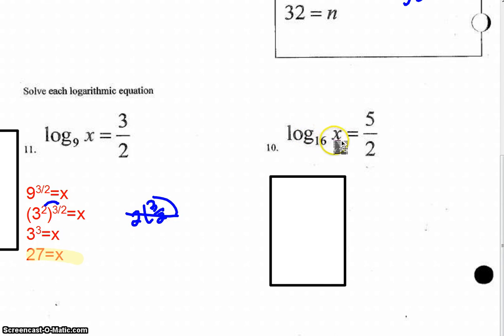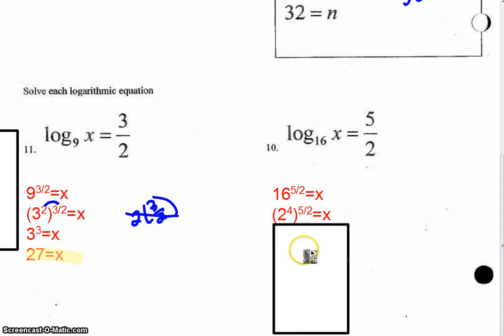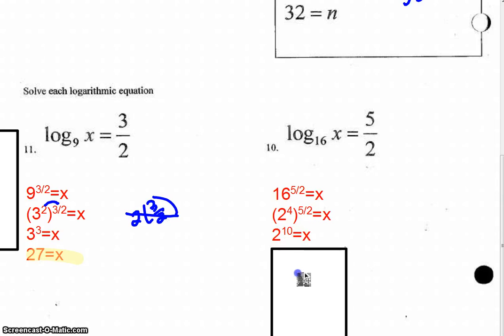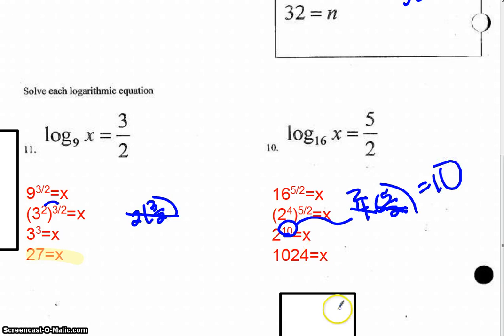So log base 16 of x is equal to 5 halves becomes 16 to the 5 halves equals x. You could rewrite 16 as 2 to the 4th. You need to break it down to the smallest base possible. Don't break that down just to 4. So then you're going to say power to a power means multiply. So 4 times 5 halves gives you 10. So 2 to the 10th is 1024, your final answer. Okay, this 10 came from saying 4 times 5 halves. 2 goes into 4 2 times, and 2 times 5 is 10. That's where that's coming from.